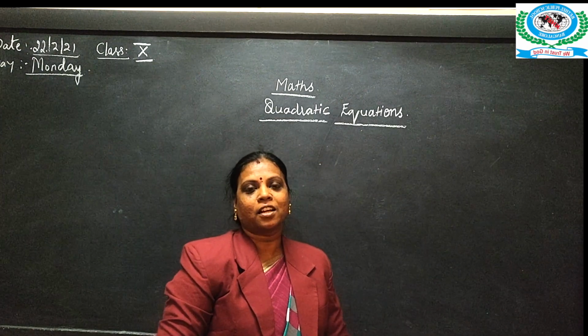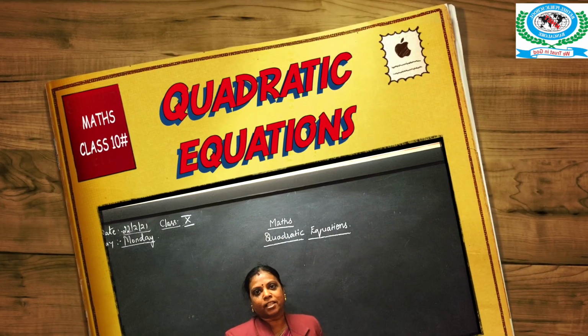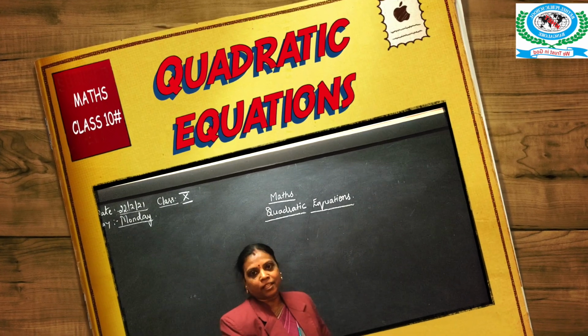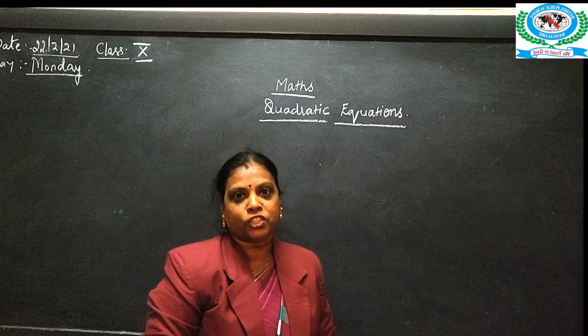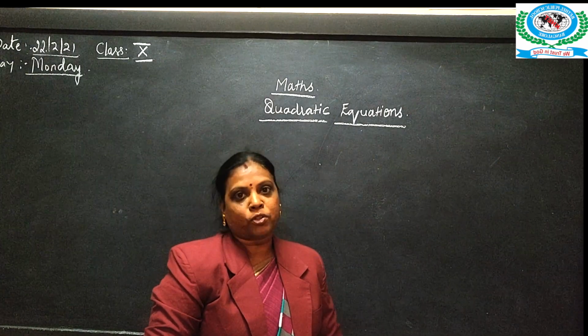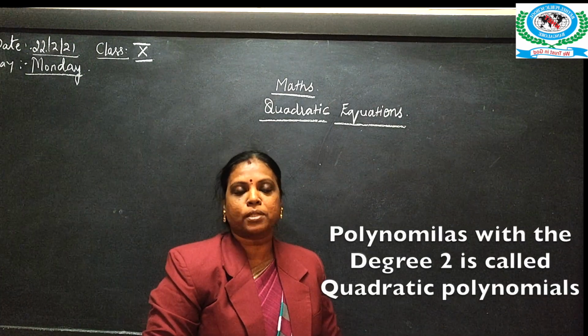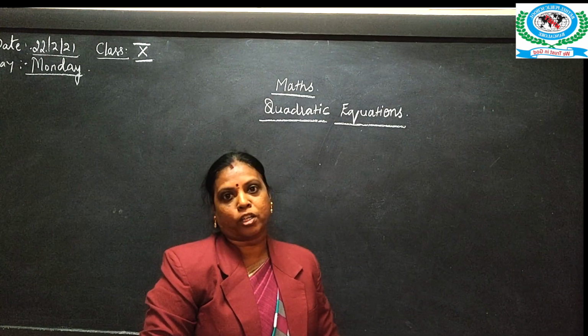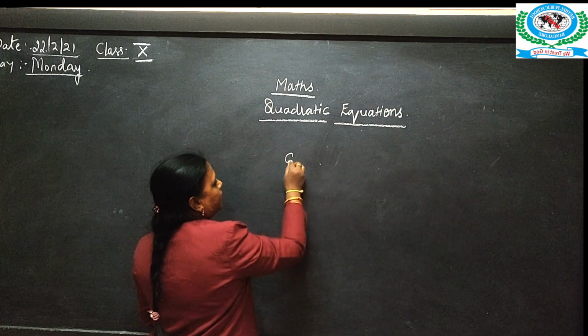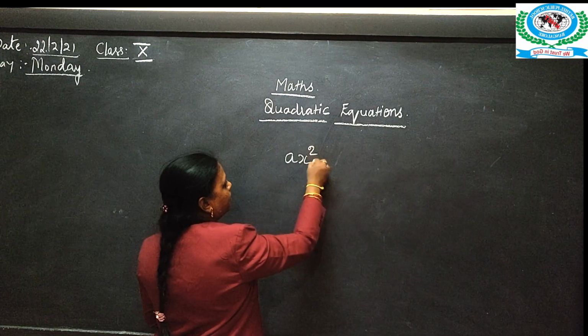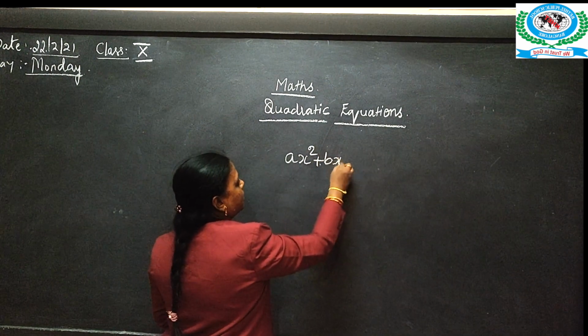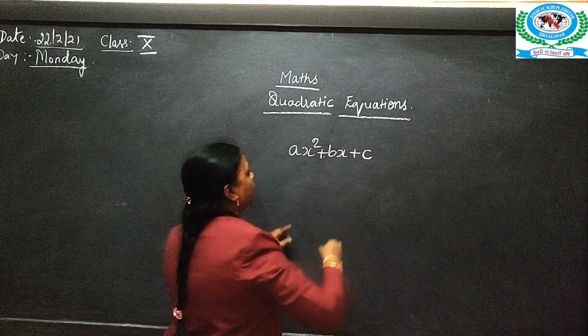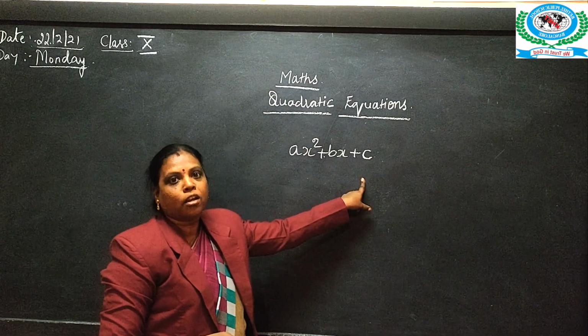Good afternoon, students. Today we will be discussing the topic quadratic equation. So already in the previous chapters we all have studied about the polynomials. Polynomials with the degree 2 are called quadratic polynomials. ax square plus bx plus c. Okay, this is a quadratic polynomial.